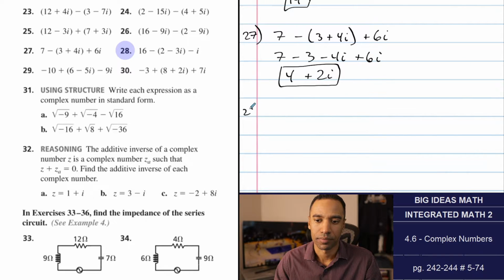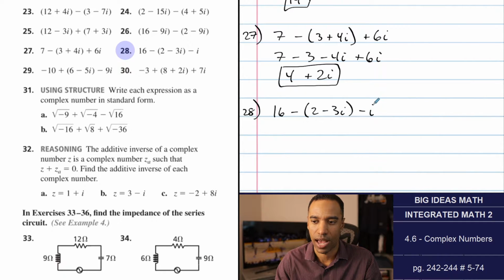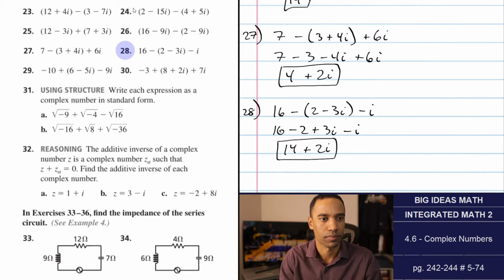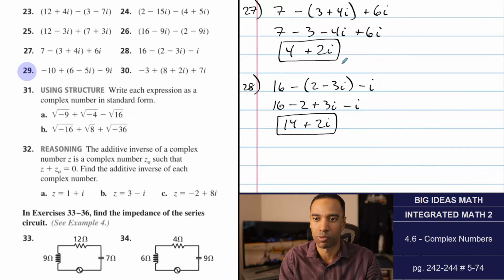Number 28. We have 16 minus, same thing, 2 minus 3i minus i. Distribute that negative, we get minus 2 and then plus 3i, and then here's a minus i. 16 minus 2 is 14, 3i minus i is 2i, so 14 plus 2i instead of 4 plus 2i. We're swimmingly moving along. Obviously, problems might get longer as we get farther into it.